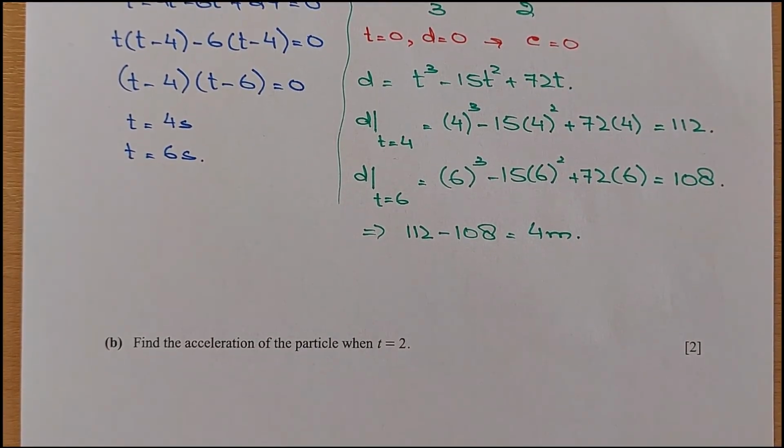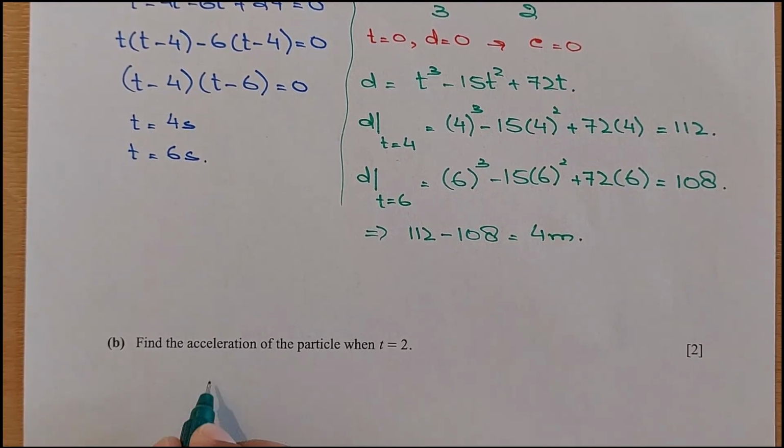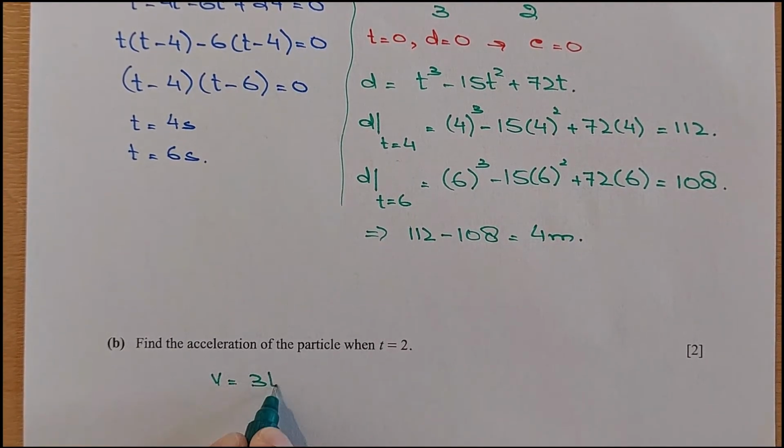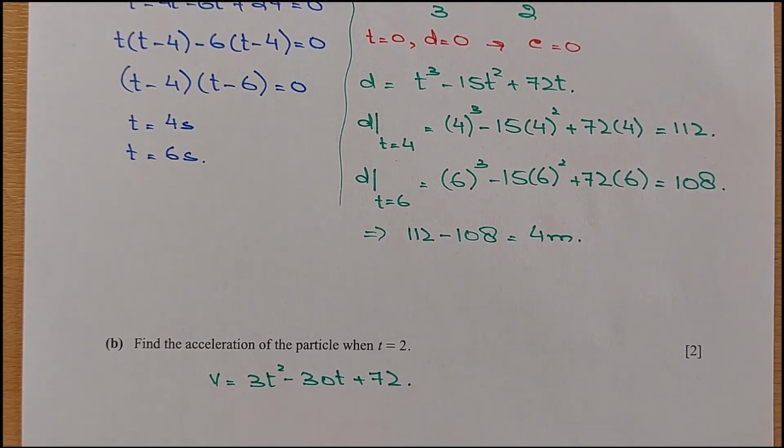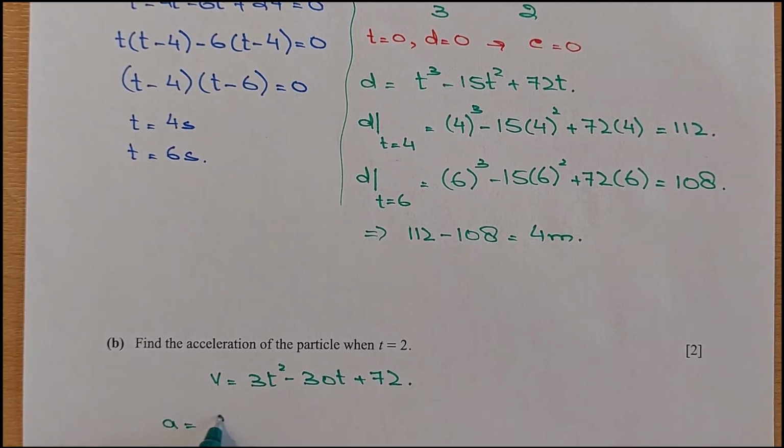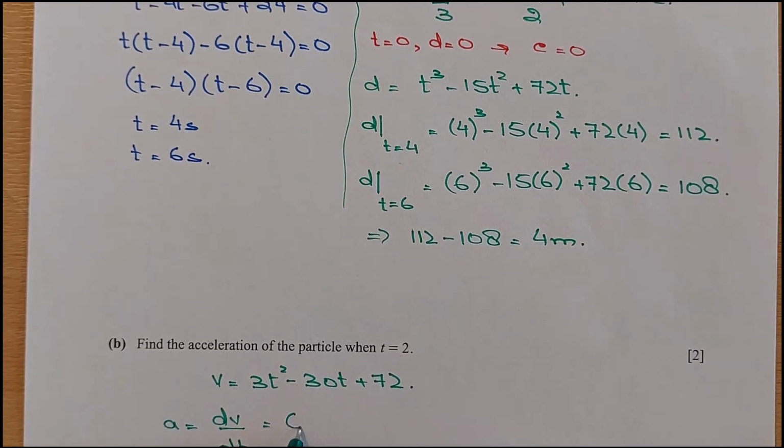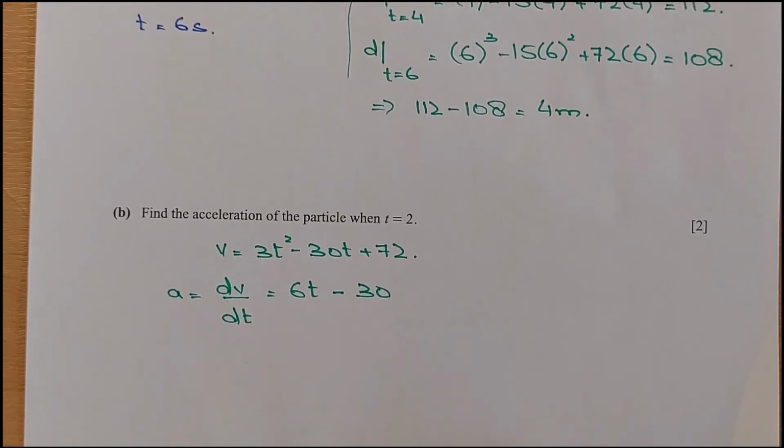Now moving to part B: find the acceleration of the particle when the time is 2. We have been given the velocity is equal to 3t² - 30t + 72. We need to find acceleration first. Acceleration is the derivative of velocity with respect to time. So let me find the derivative of this velocity. 2 times 3 is 6t, minus 30, because the derivative of a constant is just 0.